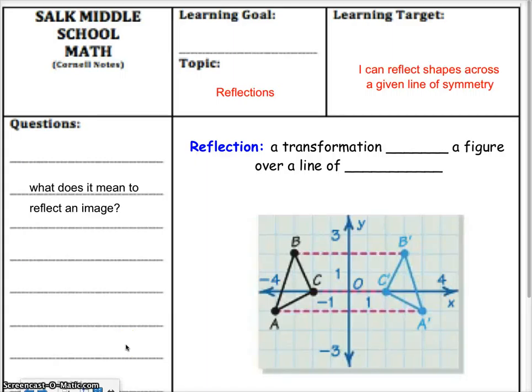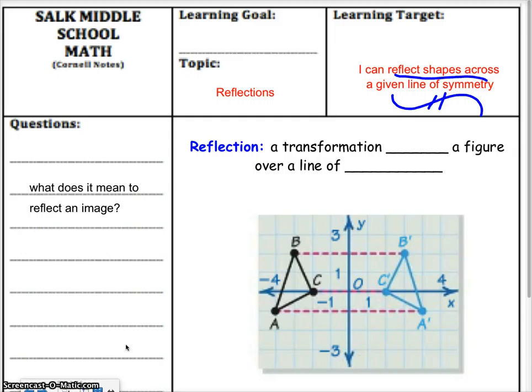We're moving on today to reflections: reflecting an image, reflecting a point, reflecting a shape on a coordinate plane. Your learning target: you can reflect shapes across a line of symmetry. So I'm either going to say across an axis, x or y, or across a particular line. That's all I'm going to reflect today.